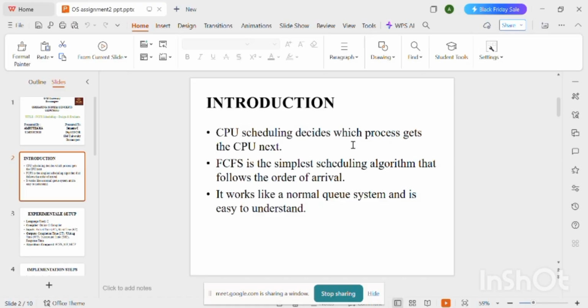FCFS is the simplest scheduling algorithm that follows the order of arrival. It assigns the CPU to processes in the exact order they arrive. It works like a queue: the first process that comes in is the first to be executed. It is easy to understand. No complex logic or priority is required, it just follows the arrival time, but it can lead to a long waiting time if a long process comes first.